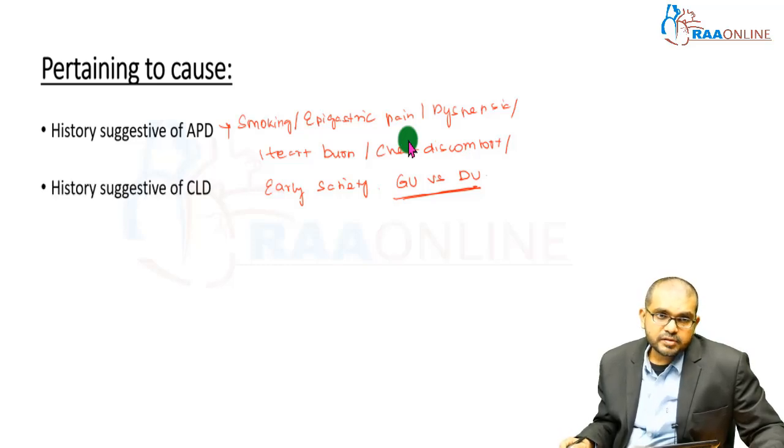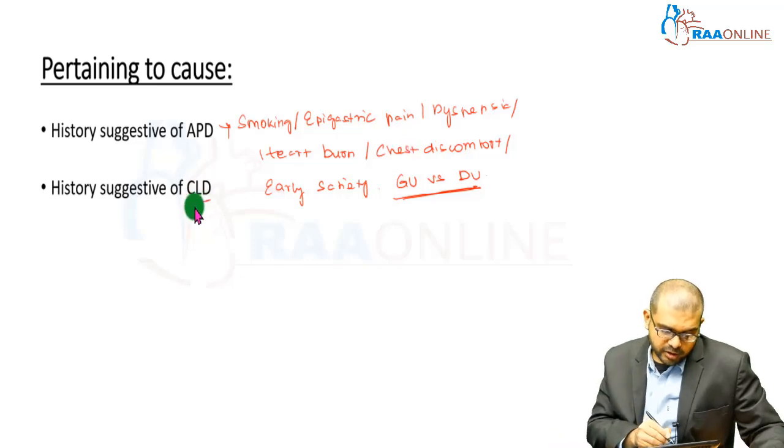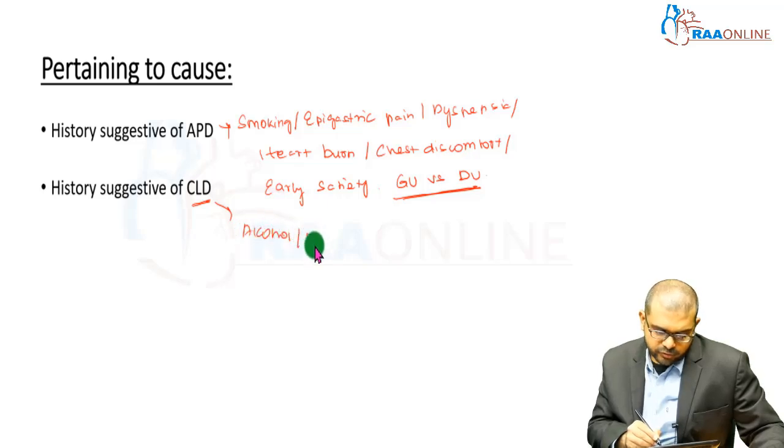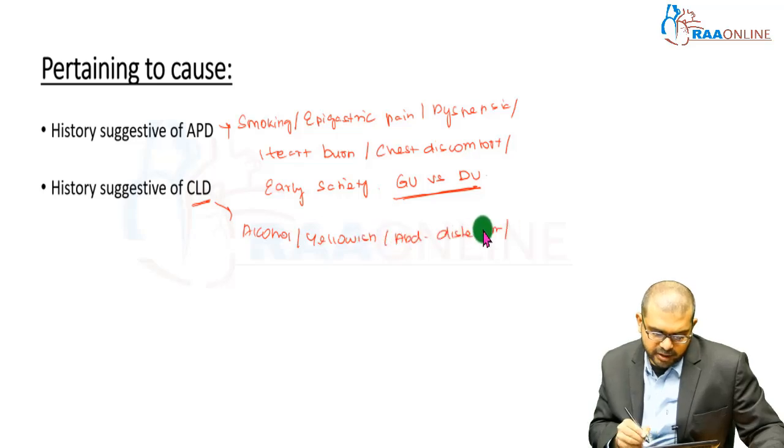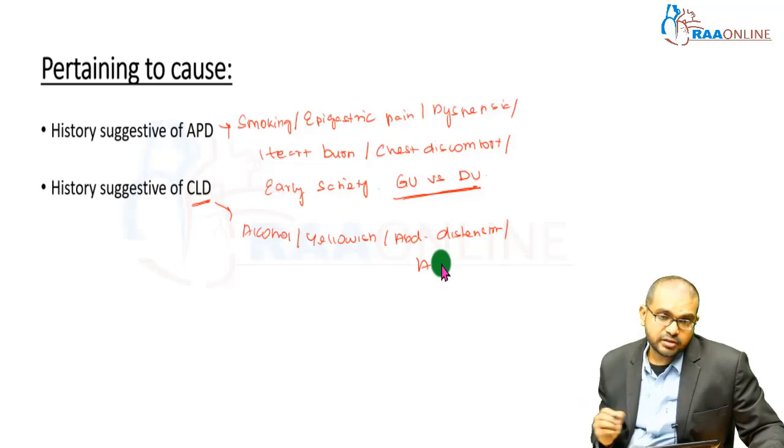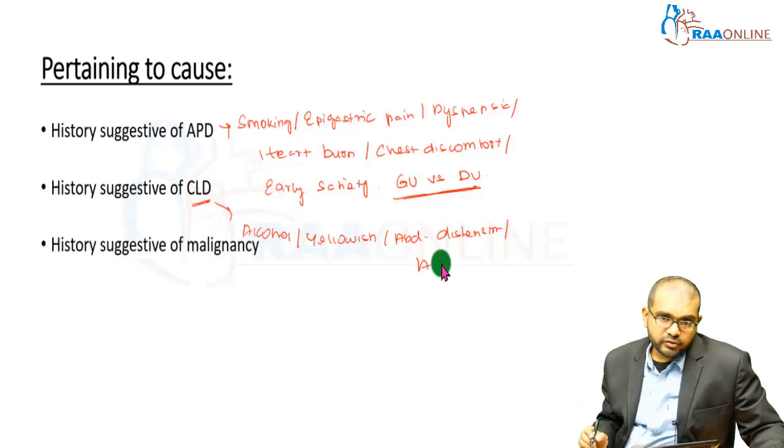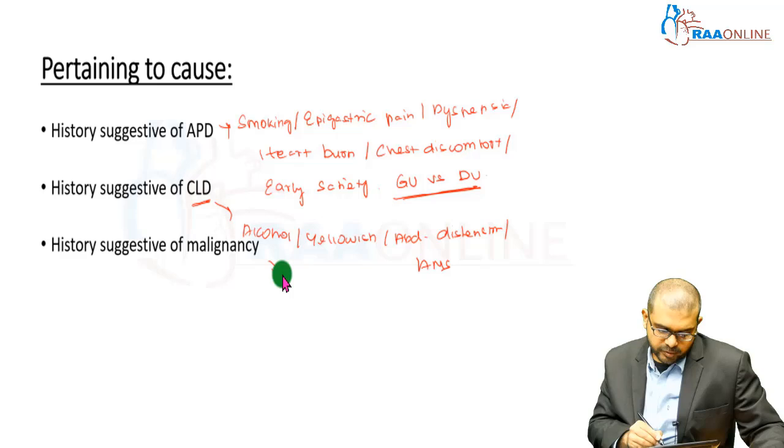And you can ask history pertaining to chronic liver disease as well, like history of alcohol consumption, yellowish discoloration or jaundice, abdominal distension, hepatic encephalopathy like altered mental status, and so on and so forth. History suggestive of malignancy: what could be suggestive of malignancy? It could be loss of appetite, loss of weight, anorexia, etc.